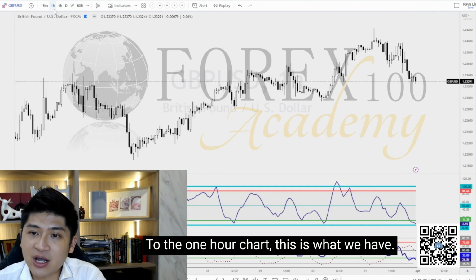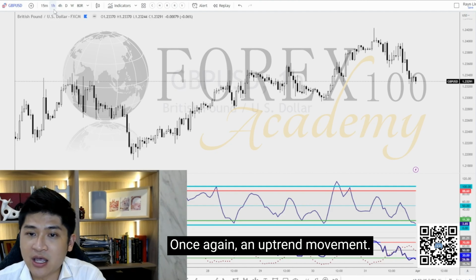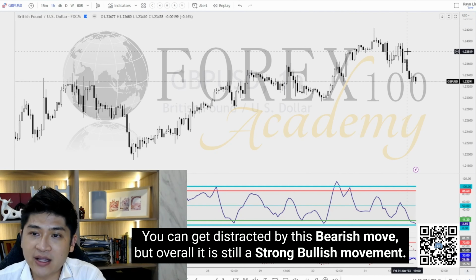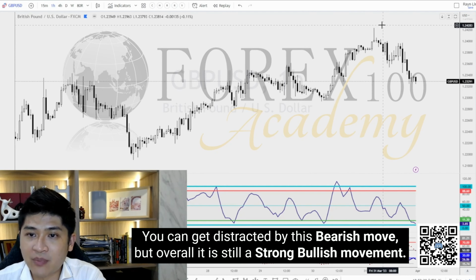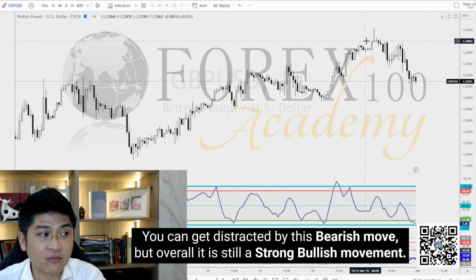To the 1-hour chart, this is what we have. Once again, an uptrend movement. You can get distracted by this bearish move, but overall it is still a strong bullish movement.